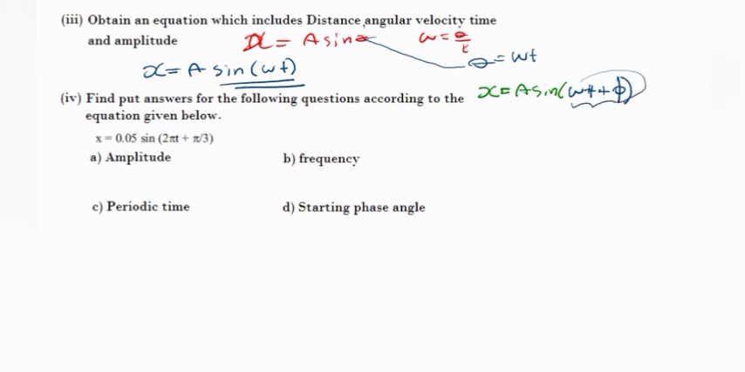Okay, now in this one, put answers for the following questions according to the equation given below. It is x equals 0.05 sine 2 pi t plus pi over 3. So I just told you how to solve in the previous one.